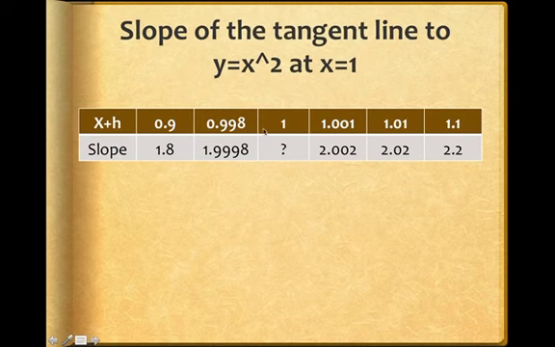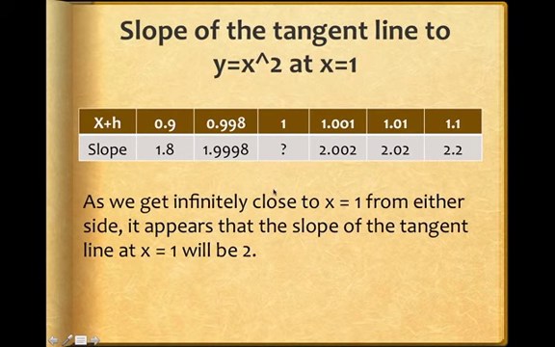So what do we think will happen if we get all the way to the tangent line? Well, hopefully we'll be fairly confident that the slope of the tangent line will be 2. And so this is the process that the ancient mathematicians used to find the value of the slope of a tangent line. I think this is absolutely brilliant.